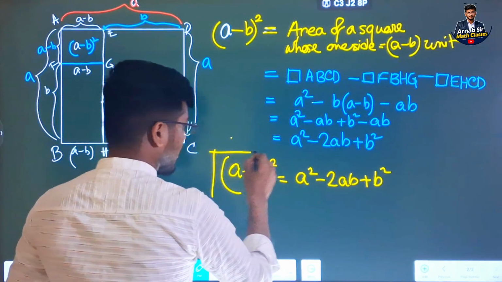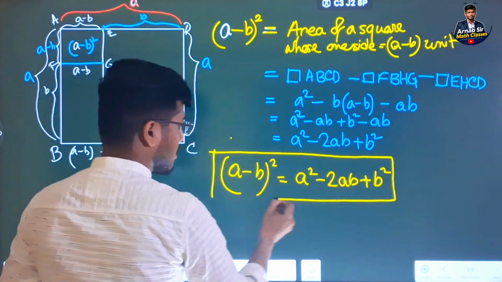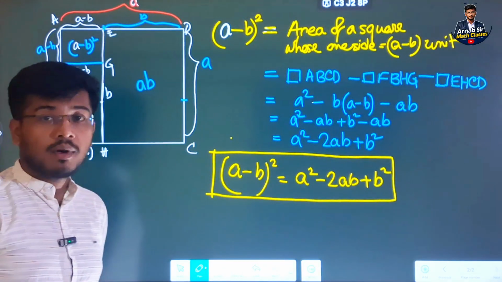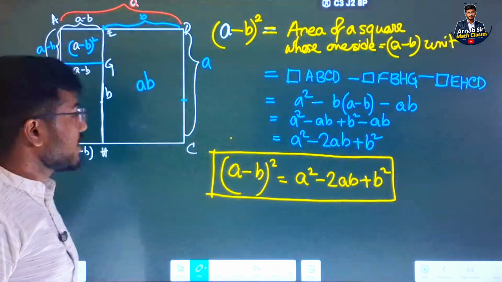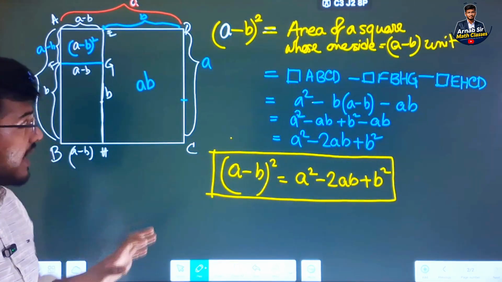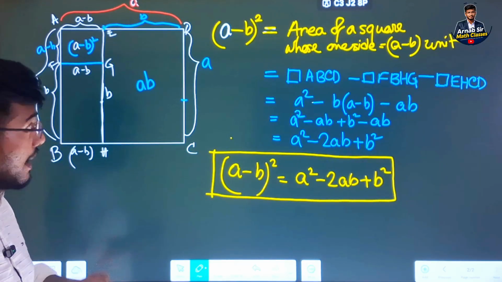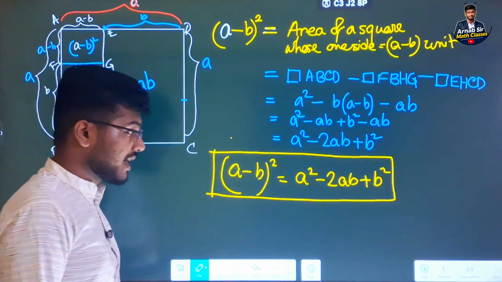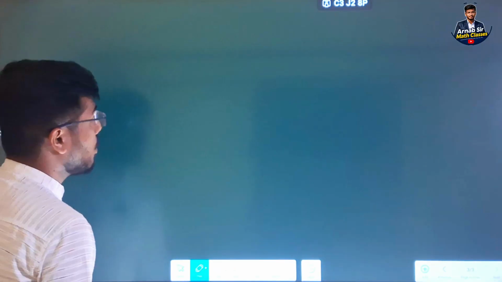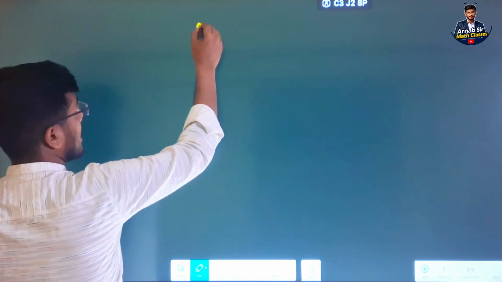So this is the second formula regarding the square, and we prove this formula by using the concept of geometry. Clear? In this case, two variables are there, and we found the formulas of A plus B whole square and A minus B whole square.